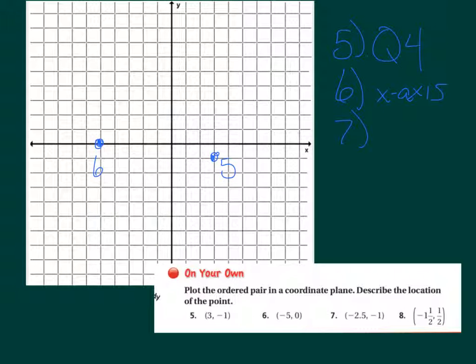Number 7, -2.5. So I go left 2.5. That's right there. And then I need to go down 1. That's right here. And again, I already knew that since both of the coordinates were negative, I was going to be in quadrant 3. Last one, we have -1.5, so I go left 1.5, that's right here, and then I go up 1/2, that's kind of in the middle there. So there's about where number 8 would be. Again, it's not perfect, but it doesn't need to be. Again, it's in the top left quadrant, so that's quadrant 2.